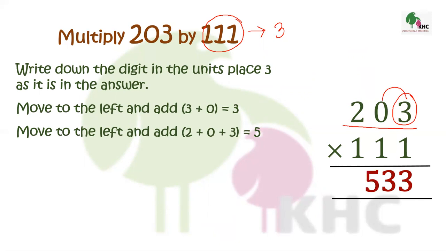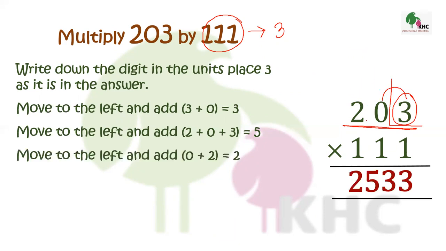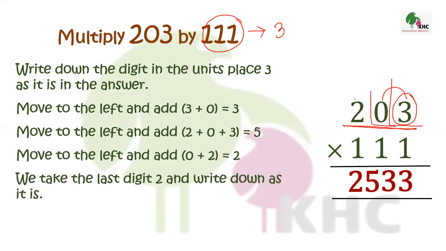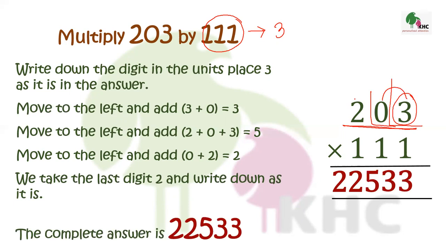Now as you're done with the first 3 digits, remove the last digit and you have 20 left. 2 plus 0 is 2, right? 2. As you're done with 2 and 0, now remove 0 as well. Now you're just left with 2. Then 2 has to be written down as it is. The answer is complete. Therefore, when you multiply 203 by 111, the answer is 22533.